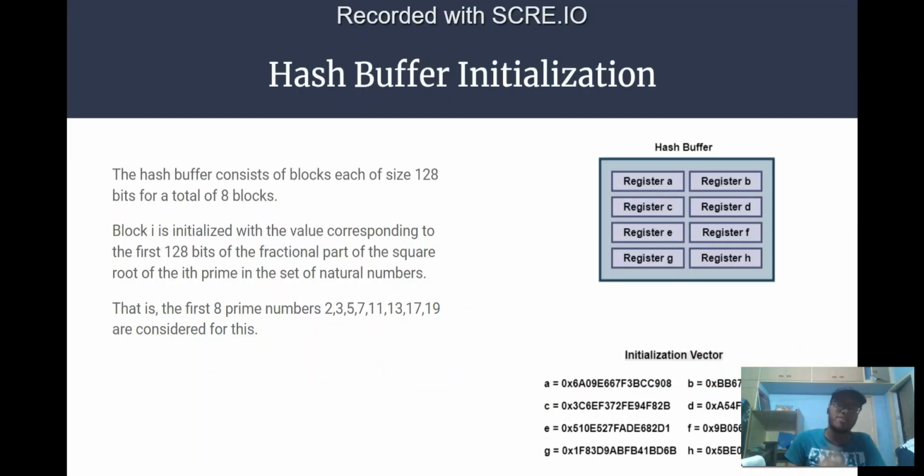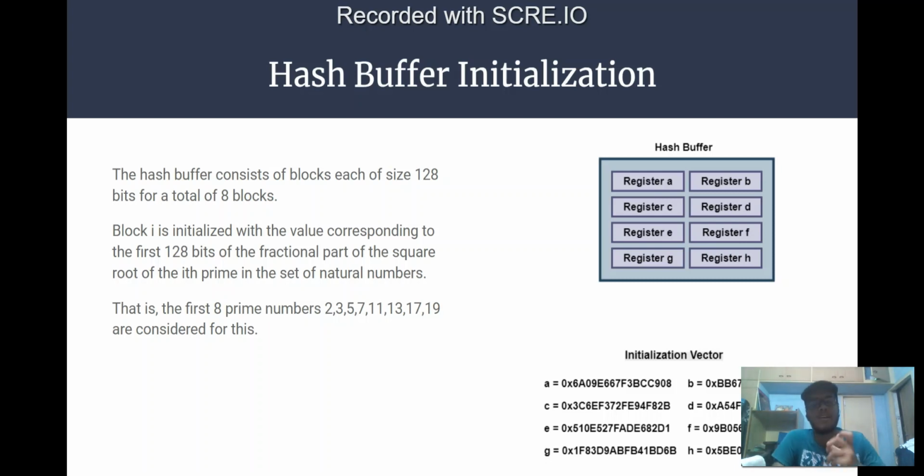Now coming to the second step, hash buffer initialization. There are 8 registers in the hash buffer which are transformed during the 80 rounds of the SHA-512 algorithm. Each block is named from A to H. The respective ith block is initialized with the value corresponding to the first 128 bits of the fractional part of the square root of the ith prime.